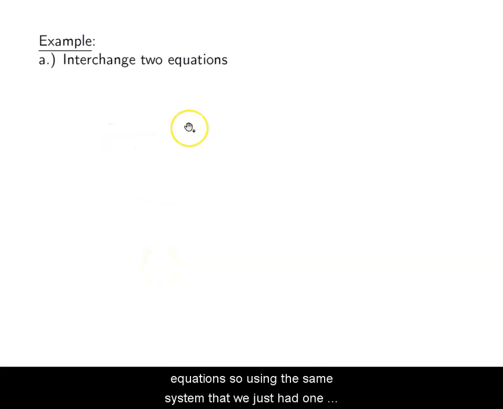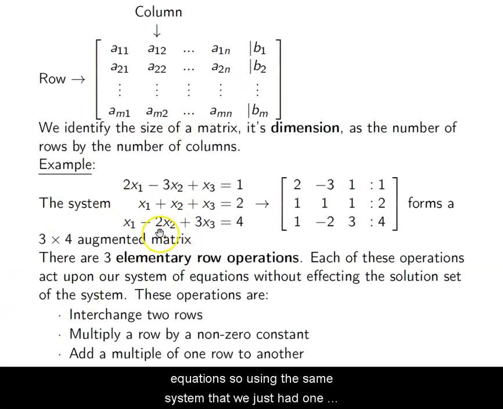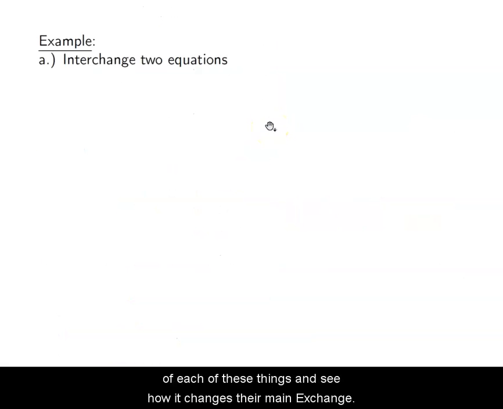So let's do an example. So using the same system that we just had, okay, we'll do one of each of these things, and we'll see how it changes their matrix. So let's say we want to exchange two rows.